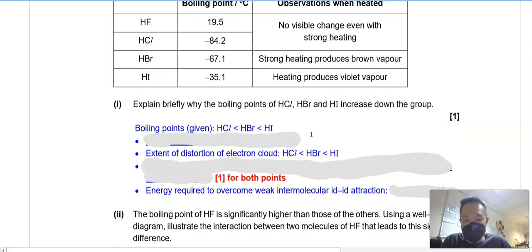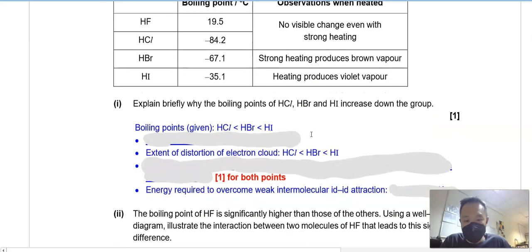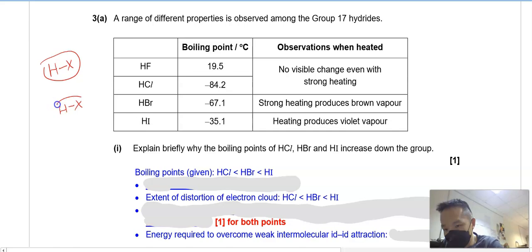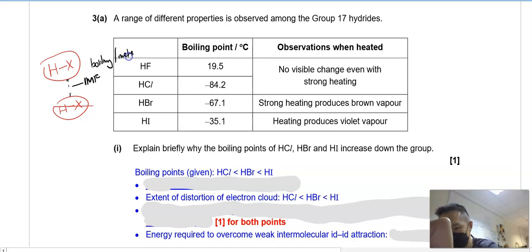Now, the first question is explain why the boiling points of HCl, HBr, and HI increase down the group. There's a very big misconception here that surfaced from this test. When we look at boiling and melting point, and I use HX in general, we are not breaking the HX bond. We are breaking the IMF between the HX molecules. Boiling and melting are physical processes. We are only targeting the IMF.